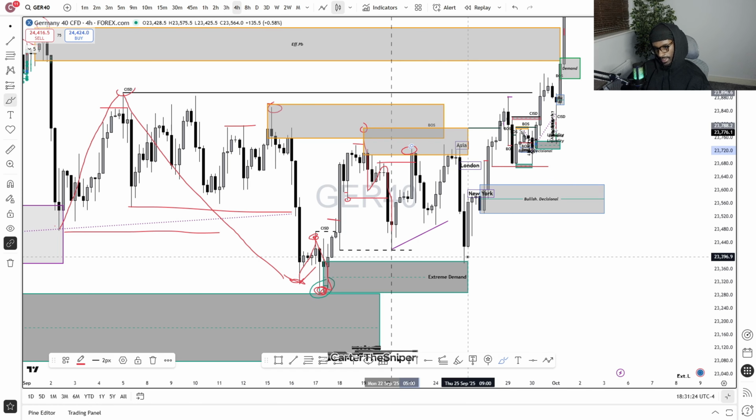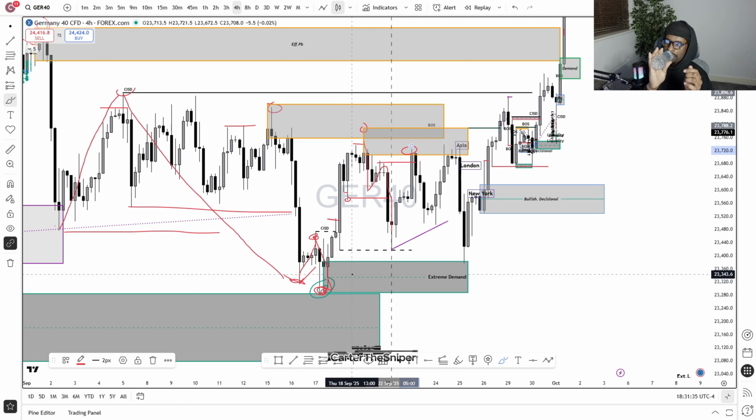It's not a law. Sometimes you break it, sometimes you don't. It depends on the validity. It depends on how strong the demand or the supply is. Do you get where I'm coming from?